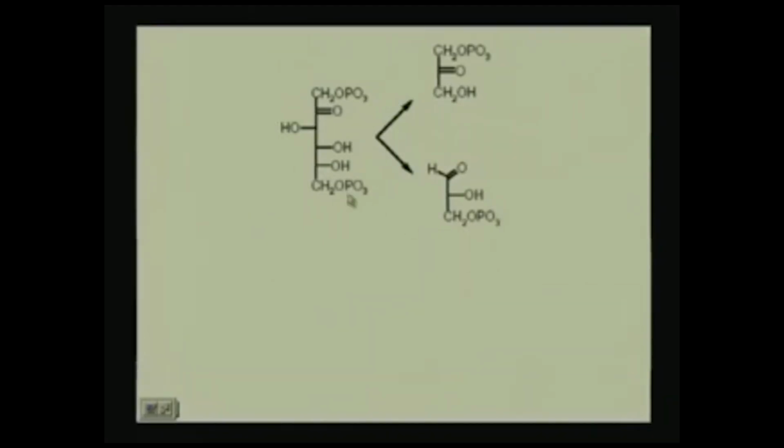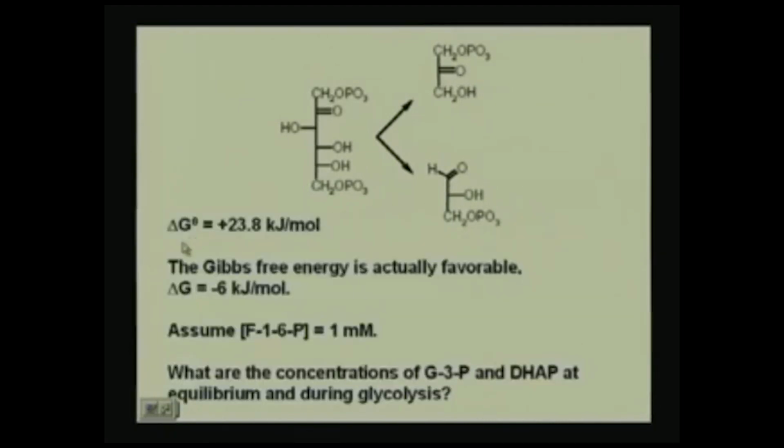This is the key step in the glycolysis. Why? Because it is actually breaking down the glucose. Previously, all the steps that led to fructose 1,6-bisphosphate still had the 6 carbon atoms in them. Okay? This step, the aldolase step, is the one where you are breaking the 6 carbon unit into 3 carbon units. Okay. Now, we have a delta G0 of this particular reaction having a value of plus 23.8 kilojoules per mole. Okay.